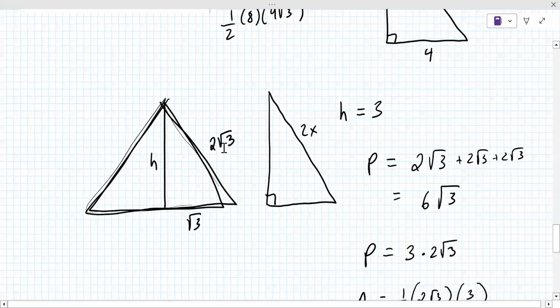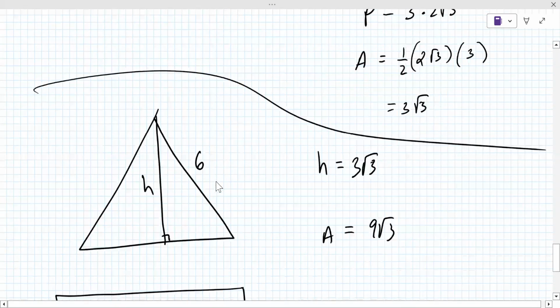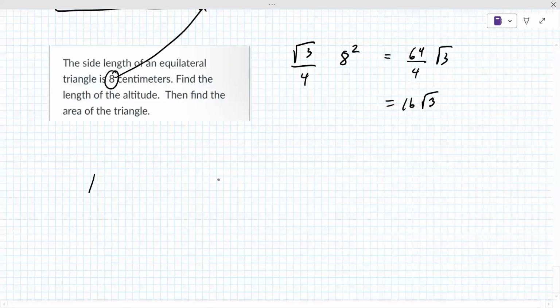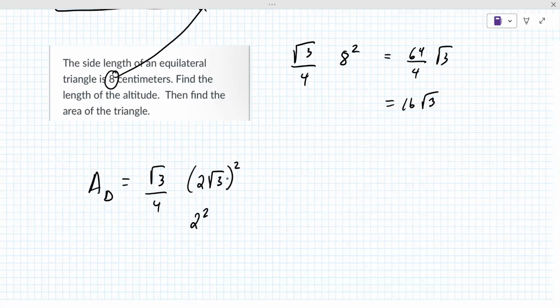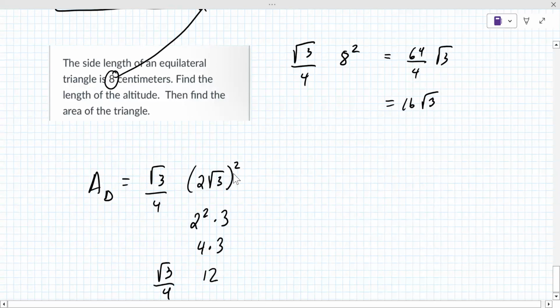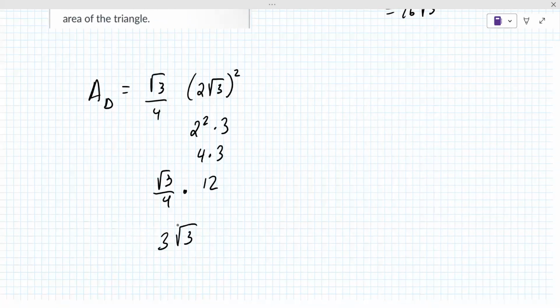Does it work for this one that I gave you, which was the side length was 2 square root 3? Let's take a look at that one next. All right, so the area of a triangle is square root of 3 over 4 times 2 square root 3 squared. When you square something like this inside parentheses, you square the 2 and square the square root of 3. So that's 2 squared times 3. 4 times 3 is 12. Notice you can divide 12 by 4, and that produces 3 square root 3.